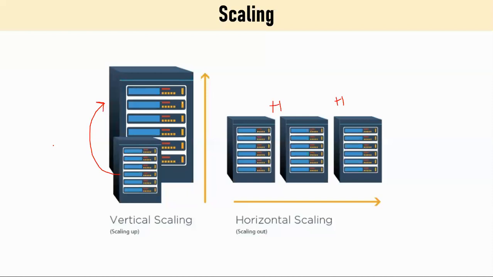So there are two types of scaling. One is vertical scaling, also called scaling up. Horizontal scaling is nothing but scaling out. Keep on adding one more resource to the existing infrastructure is horizontal scaling. And here also you keep adding extra resources, but by replacing it. So that is called vertical scaling. Okay, so this is what it is.